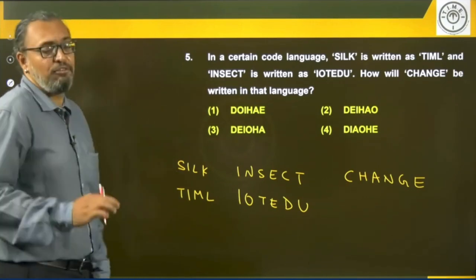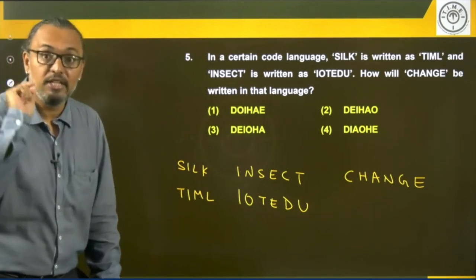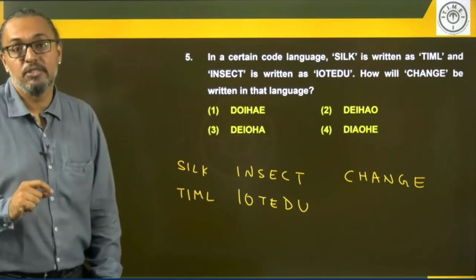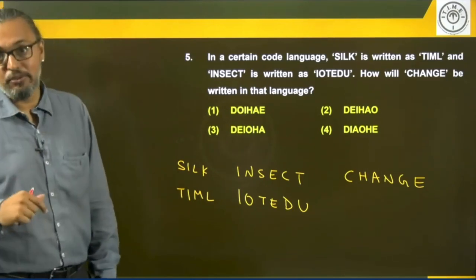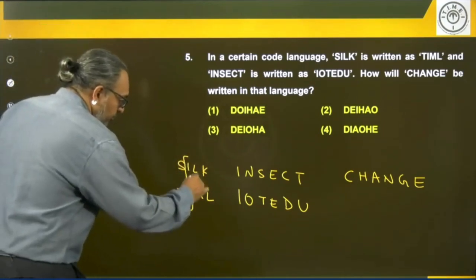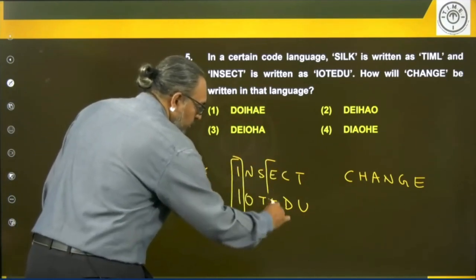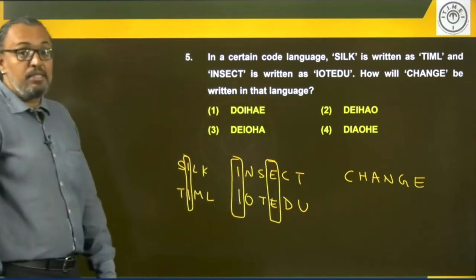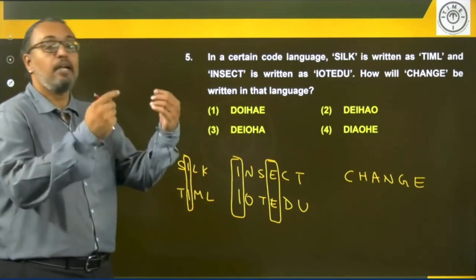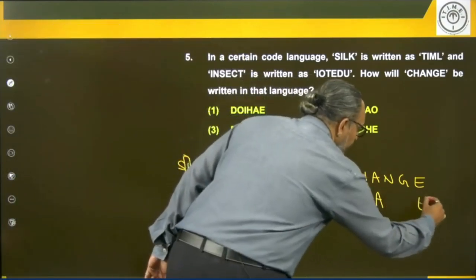Now again, observe, whenever words are given, first focus on vowels and consonants. Check if there is any logic with respect to vowels and consonants. Otherwise, then take the place values. Now here check I and I, here also I and I, here also E and E. Means wherever vowels are there, they are kept as it is. Okay, let's do the same.